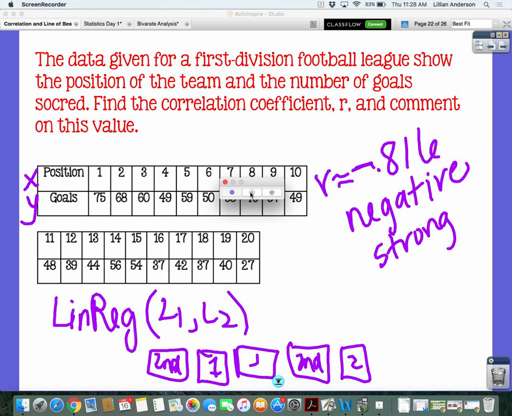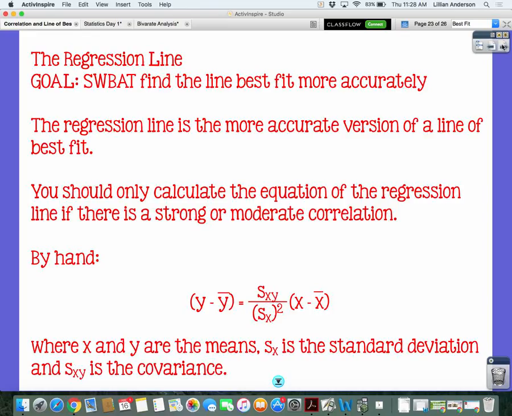Okay. Moving forward, we're going to be talking about the regression line. So this is like a set of notes. So you have a new goal. Make sure you write down the goal. You guys are now going to be finding the line of best fit more accurately. That's what the regression line is. It is a more accurate version of the line of best fit. Your goal can always be your line that fits better. So again, it's the better fit line. It's the line that fits better.